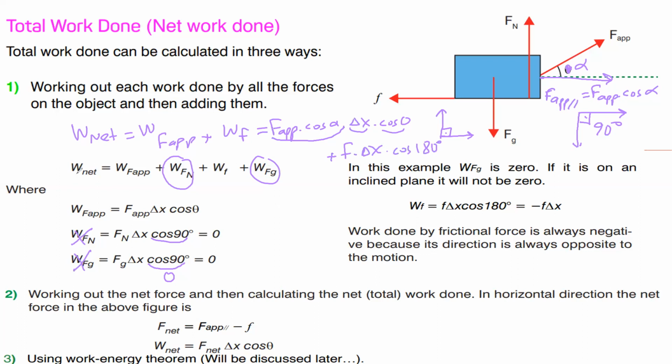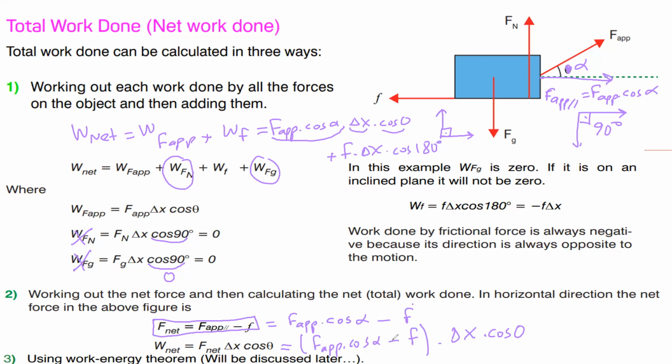Another option to calculate net work is to use mechanics. Firstly, you can get net force. What's our net force? F net equals F applied parallel minus friction force. What's F applied parallel? F applied parallel is equal to F applied times cos alpha. So F net is F applied times cos alpha minus friction force. To get net work, you write F applied times cos alpha minus friction force, times delta x, times cos 0. F net is in the same direction as the motion, so cos 0. So this is our work net.